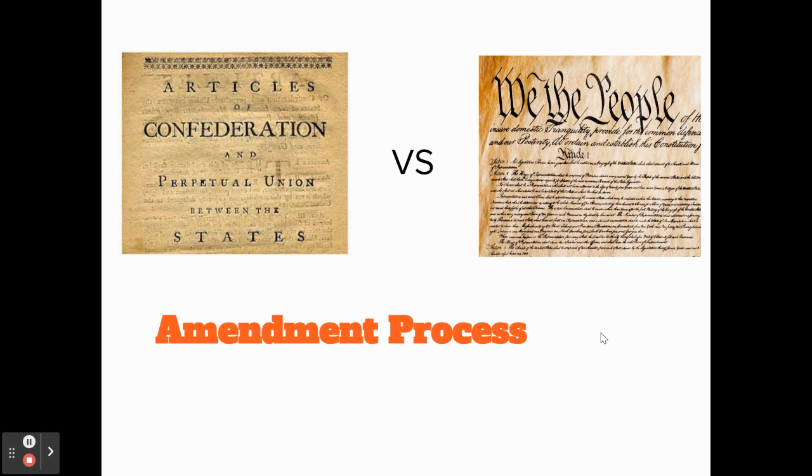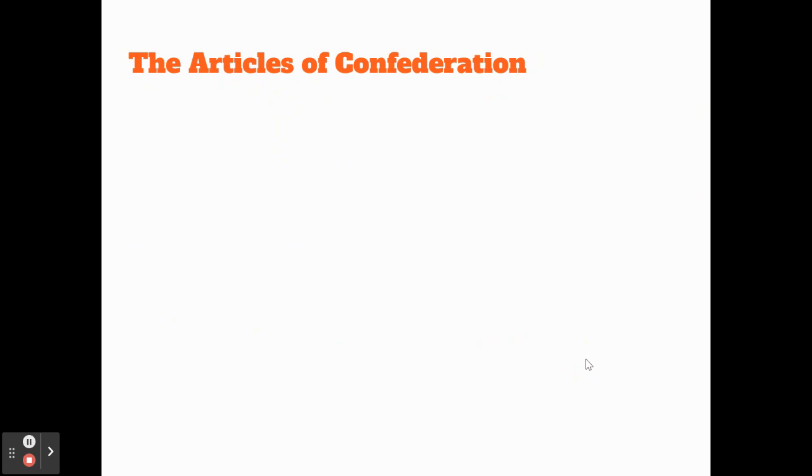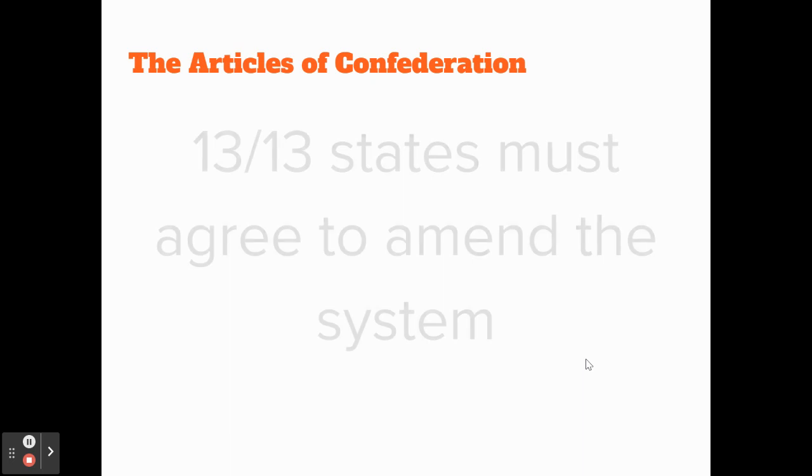An amendment is a formal change that is made to the way in which a government operates, and it's important for governments to allow amendments or to have a process to amend their system of government because it allows the government to update with the times, right? As society changes, as the needs of citizens change, maybe the government has to change what it's doing. So the amendment process is very different when you compare the Articles of Confederation and the Constitution systems of government.